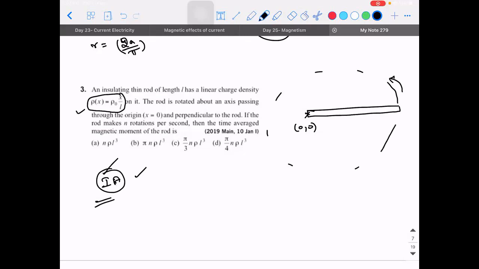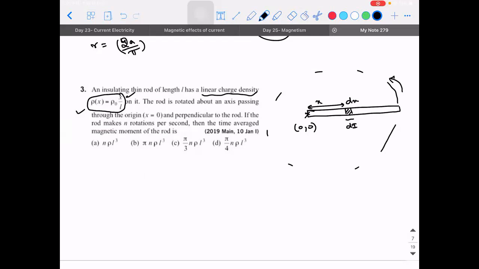The current here is not going to be uniform because of its linear charge density varying from point to point. It is time dependent. It is distance dependent. So we need to consider a point from the axis of rotation, let's say at a distance x, and whose thickness is dx, such that there is a small current carrying element di that is present here.